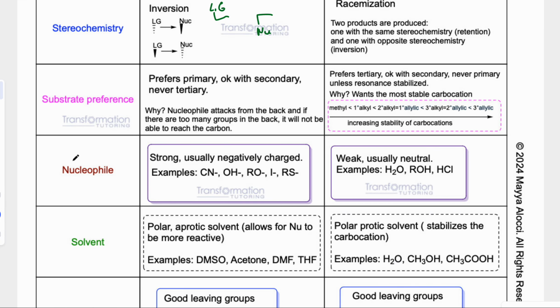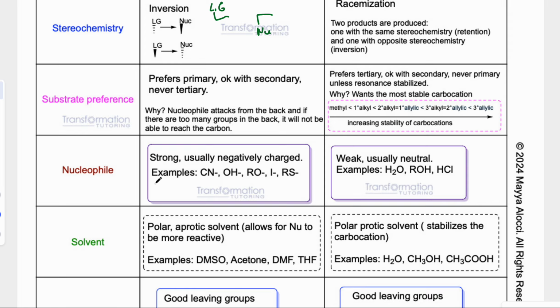Next, for nucleophile, we want a strong nucleophile, and that means it is usually negatively charged. CN minus, OH minus, RO minus. R is just an alkyl group like CH3O minus, CH3CH2O minus. So R represents carbons and hydrogens here. I minus, RS minus are all strong nucleophiles.